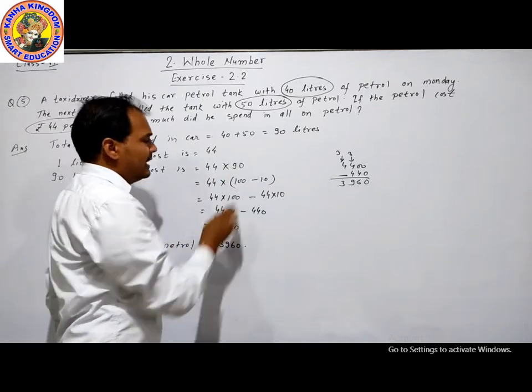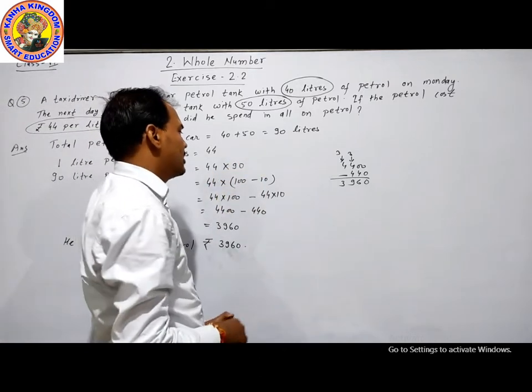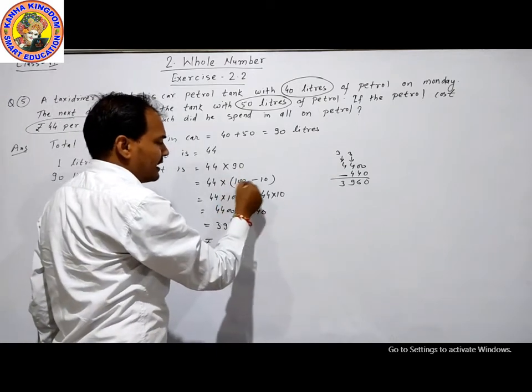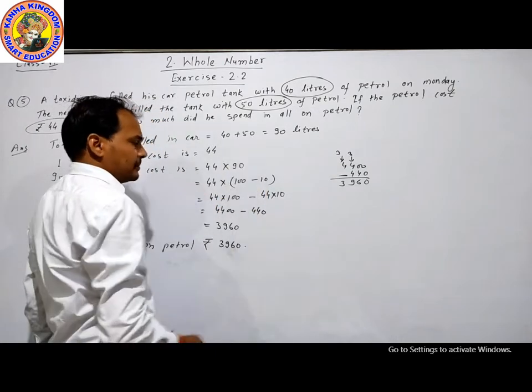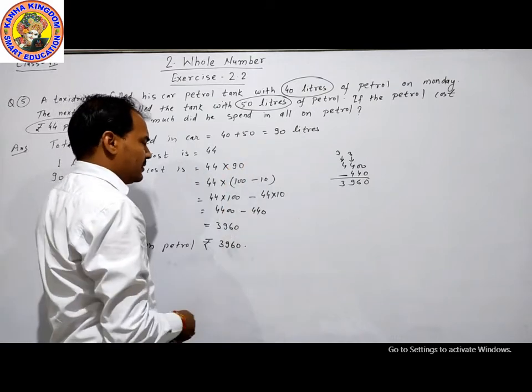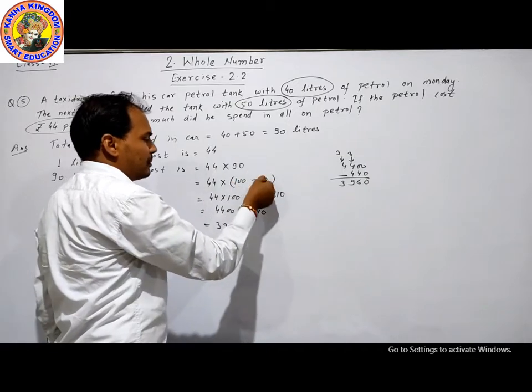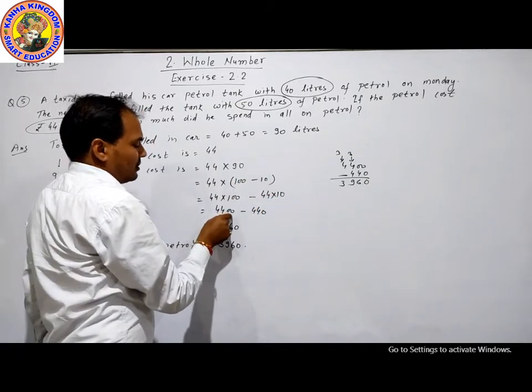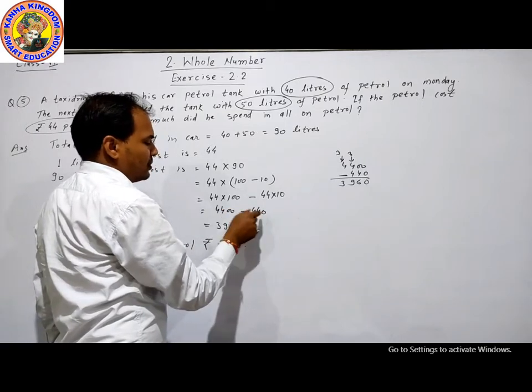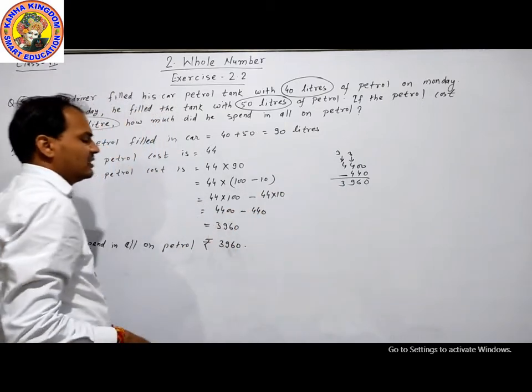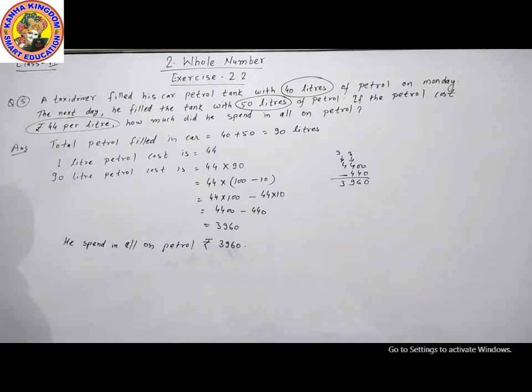You can directly multiply or you can break this in terms of zeros. 90 is equal to 100 minus 10. So we will break this number into 100 minus 10. Now opening the bracket, 44 multiplied by 100, 44 multiplied by 10. We get 4400 minus 440. After subtracting we get 3960. He spent in all on petrol 3960 rupees. So you can take a screenshot of this. We will move to our next question.